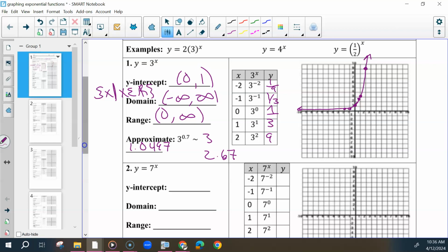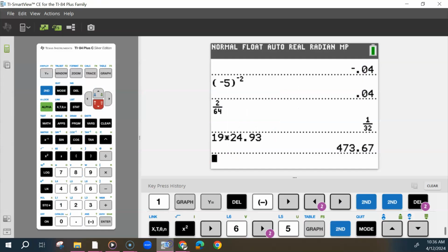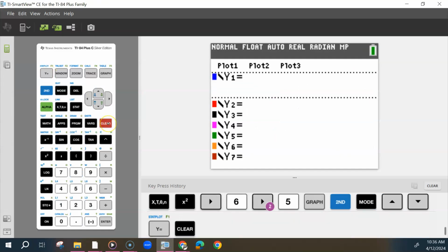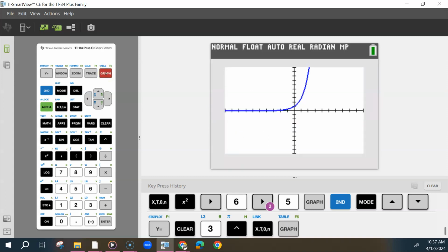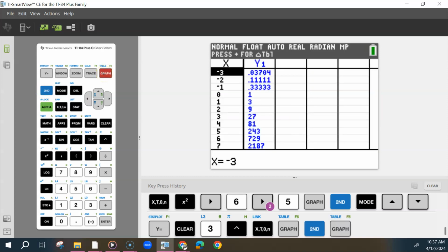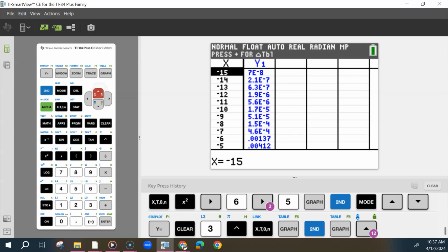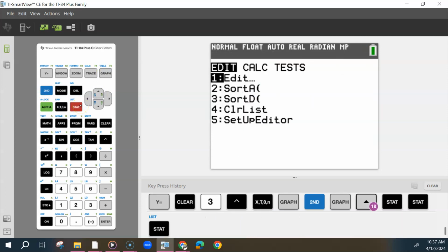Okay. In the graph, I'm going to show you this on the calculator and on Desmos. I'm going to go into y equals and put in 3 to the x. And hit graph. Now, on the calculator, it looks like this is touching the x-axis. In your table, as I start to go back, I see that these numbers get really, really small. There's a bunch of zeros in our scientific notation.